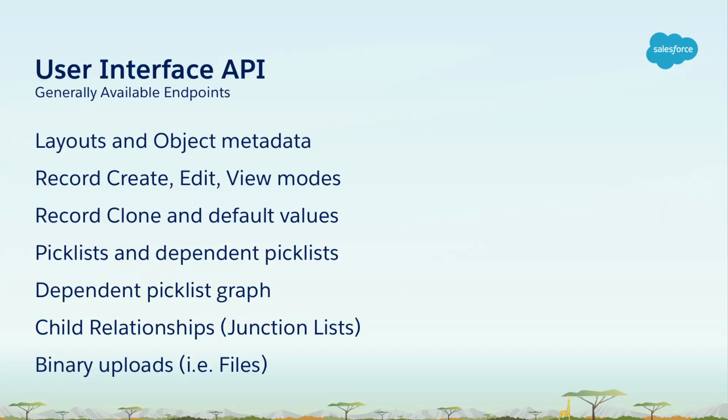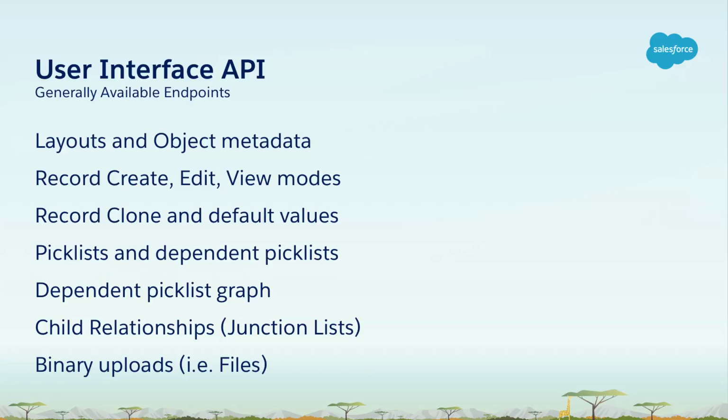So let's talk about some of the things that we already have out there as generally available. The first version that was GA'd a couple of releases ago supported objects and records. That was our focus. We have functionality that doesn't exist in other APIs, such as the clone values and the default values that Chris showed you. The user interface API is really the only way if you want to have an API that gives you clone functionality and default values through the API response when you're creating.